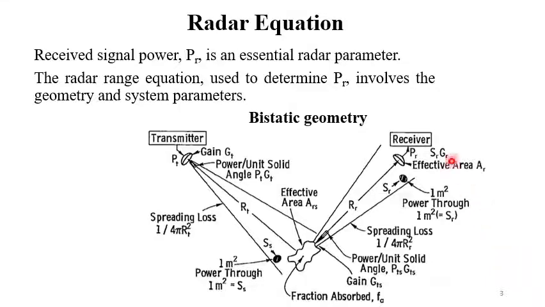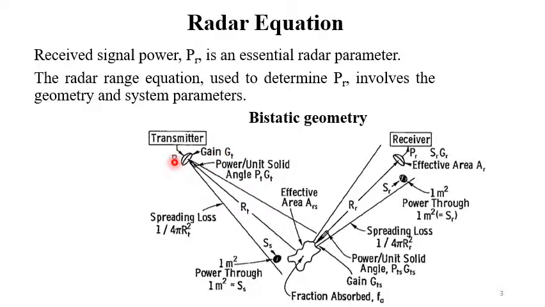So first we will consider the radar equation for bistatic geometry, and then we will come back to the monostatic radar, because monostatic radar is the most important type of radar. At the same time, this is a very common type of radar. So let us try to understand this bistatic geometry. The transmitter consists of one antenna, and the gain of this antenna is written as GT.